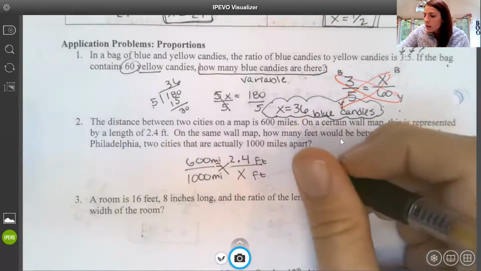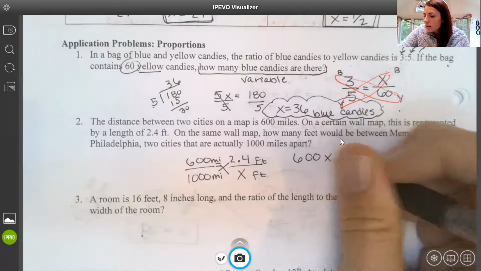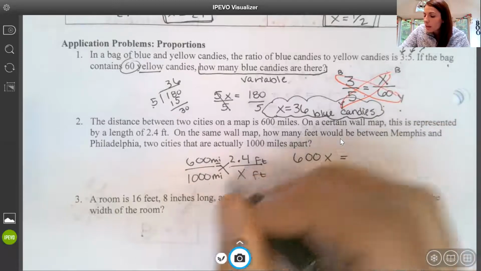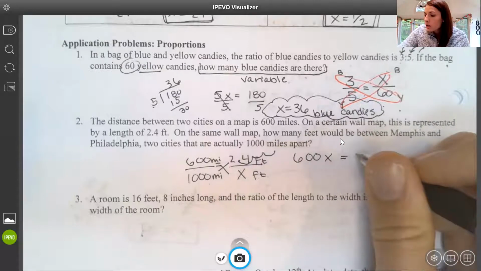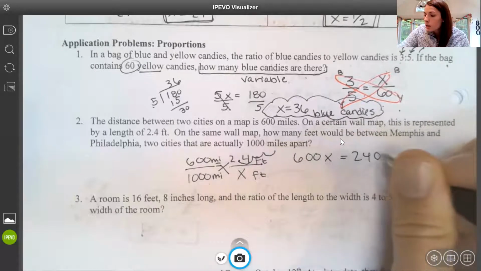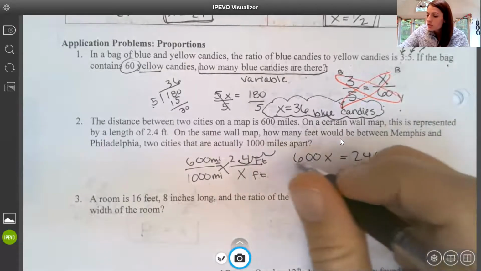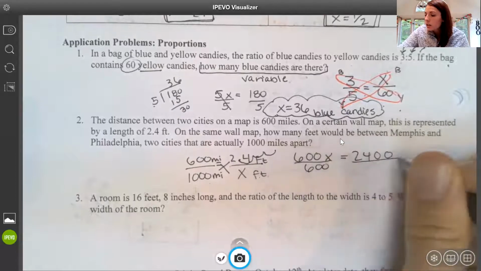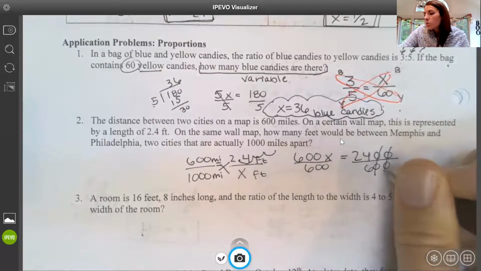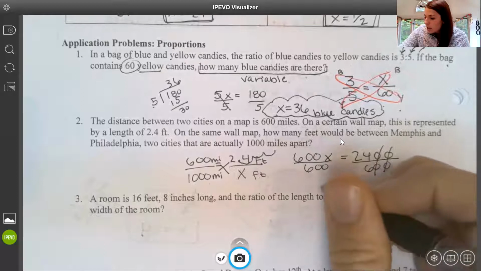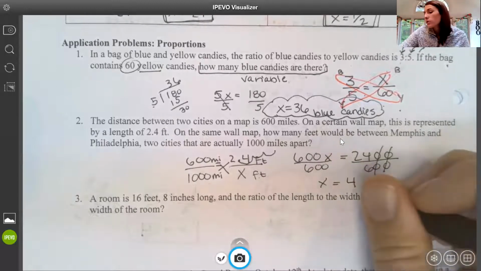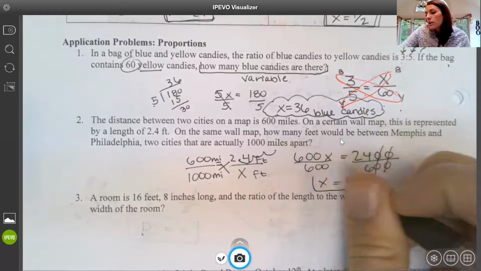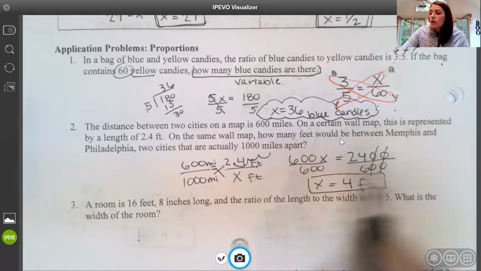Cross multiplying gives me 600x equals, so when I multiply by 1,000, that's going to move my decimal place 1, 2, 3. So it's going to give me 2,400. Dividing by 600, that's going to cancel out my zeros, is going to give me 4 feet is the distance between those two cities on that same map.